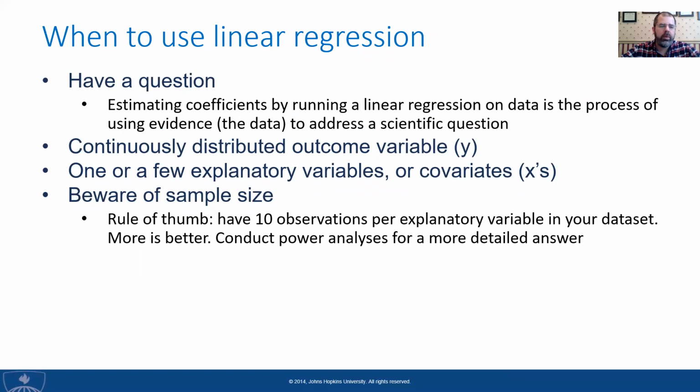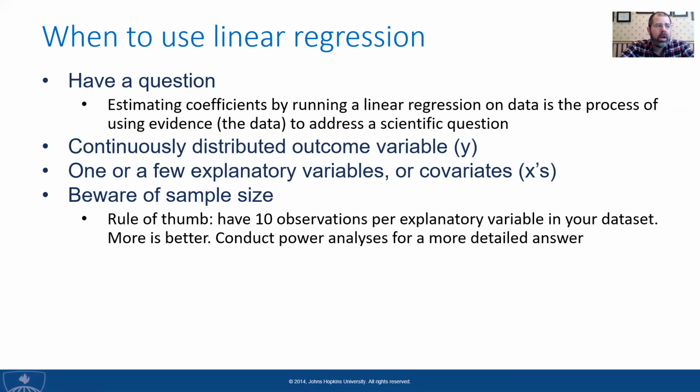When should we use linear regression? Well, first, you have to have a question of interest. And we'll estimate coefficients by running a linear regression on data. And this is the process of using evidence, which is data, to address a scientific question of interest. You use linear regression when you have a continuously distributed outcome variable, and if you have one or several explanatory variables or covariates, the X's.